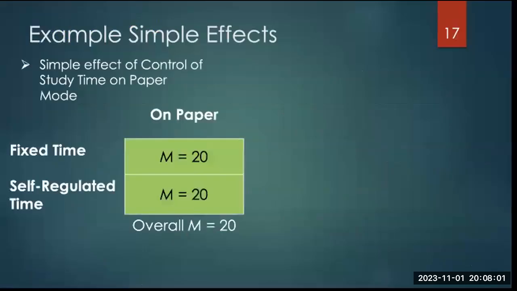Now we're going to look at the simple effect of the control of study time on the paper mode. What's remaining similar here is the paper modality. When the time was fixed by the researchers, average score is 20. When it was decided by the participants, average score was 20. So we see there was no effect of reading the materials on paper, regardless of the time that they had.